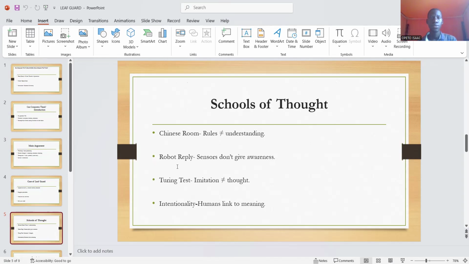The last school of thought was the Turing test, and the person behind it is Alan Turing. He suggested that AI, here the leaf guard, just imitates what we humans do, imitating human behavior. Imitation is not equivalent to thought, because a human can think from various perspectives, unlike AI, which is just trained for a certain purpose.